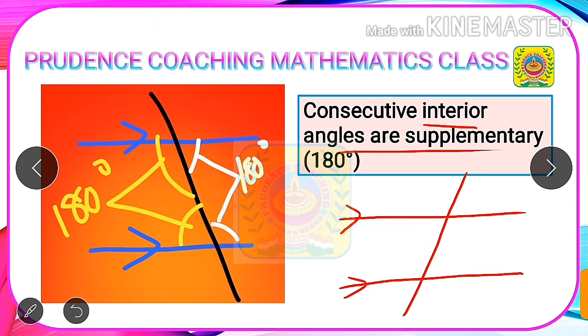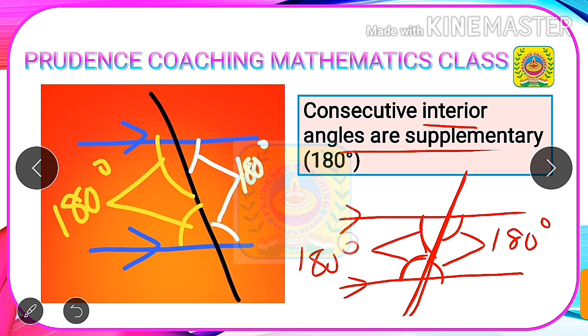Now we need to know what the consecutive interior angles are. Consecutive interior angles means the interior angles which are on the same side of the transversal. As you can see, this one is the transversal and two angles are interior, that is this one and this one, which are on the same side, the right hand side of this transversal. So the sum of these two angles will be 180 degrees. Similarly, the other two interior angles are on the left hand side of this transversal. So the sum of this angle and this angle will give us 180 degrees. So this is the property, that the consecutive interior angles are supplementary.